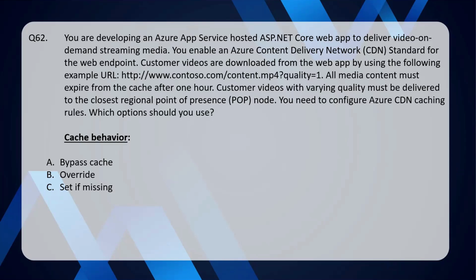The first part of the question is talking about cache behavior. And your options are bypass cache, override, set if missing. Friends, cache behavior should be override as it forces a specific cache duration regardless of origin headers. This is the best choice here since we want a strict 1 hour cache expiration.